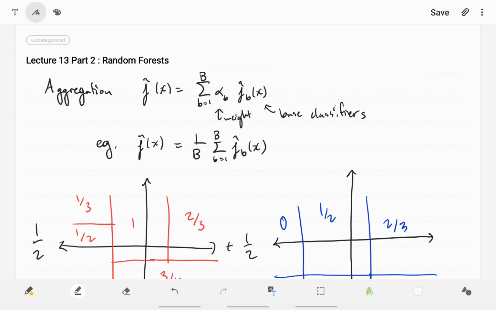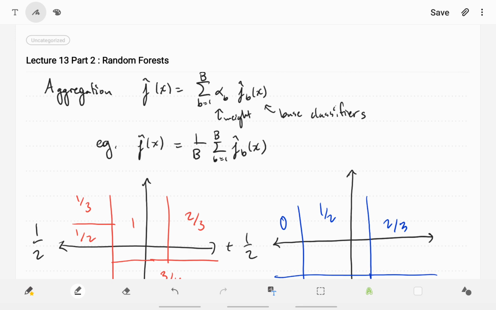Okay, we're going to talk about random forests. The basic idea behind random forests is we're going to take simple classifiers, like short trees, and then we're going to aggregate them by averaging the classifiers.